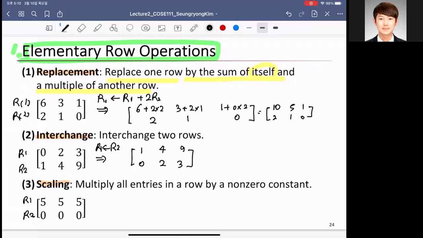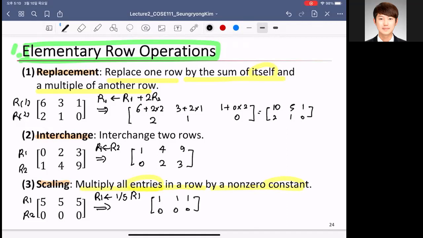Scaling is to just multiply all entries in a row by a non-zero constant. For example, I'd like to achieve new R1 equal to 1/5 times R1 like this. Then our new matrix is going to be 1, 1, 1, 0, 0, 0. This is the replacement operator, interchange operator, and scaling operator.